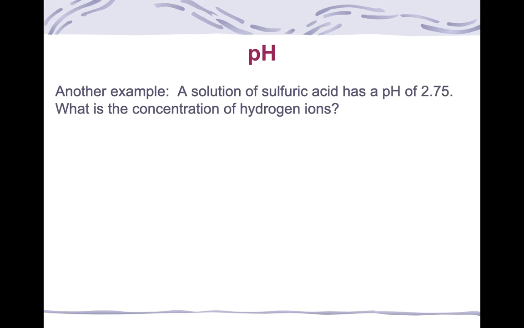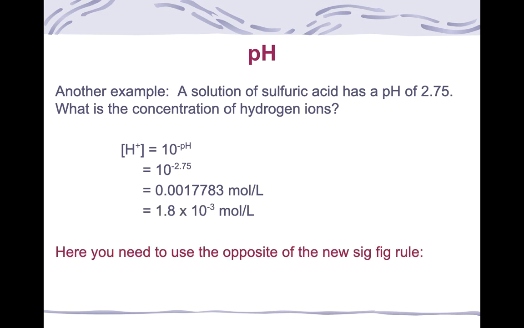Now we can do calculations in the other direction. A solution of sulfuric acid has a pH of 2.75. What is the concentration of hydrogen ions? We use the equation that the concentration is equal to 10 to the exponent negative pH. So that's 10 to the exponent of negative 2.75. And you ask your calculator to figure that out for you. And it turns out that it's 0.0017783 moles per liter.